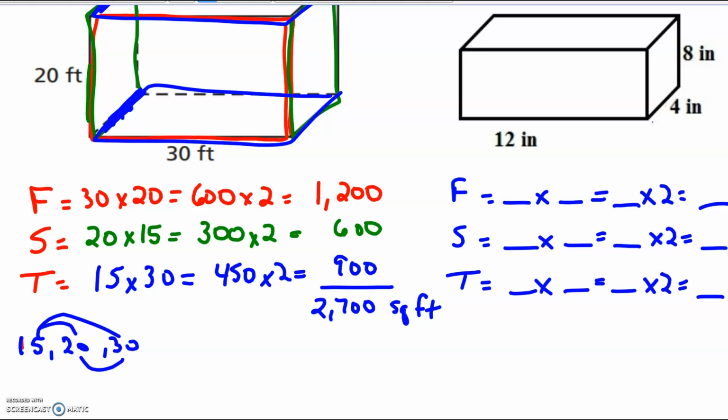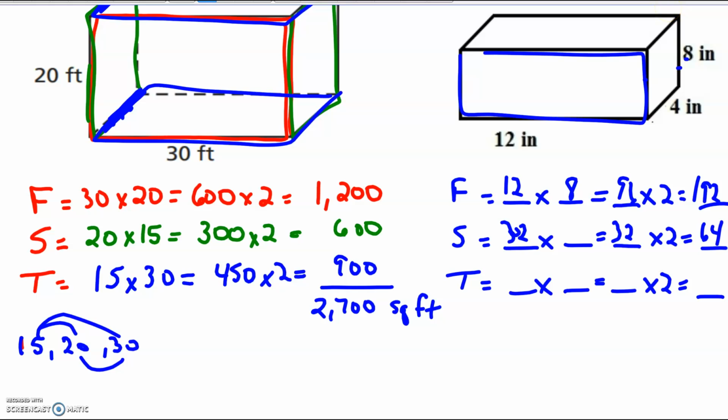All right, so let me show you how this would be. The front right here, it's 12. Opposite sides of a rectangle, 8. 12 times 8 is 96, times 2 is 192. Over here, the side, they gave you 4 times 8 is 32. Sorry, I skipped the 4 times 8. Double that, you get 64.